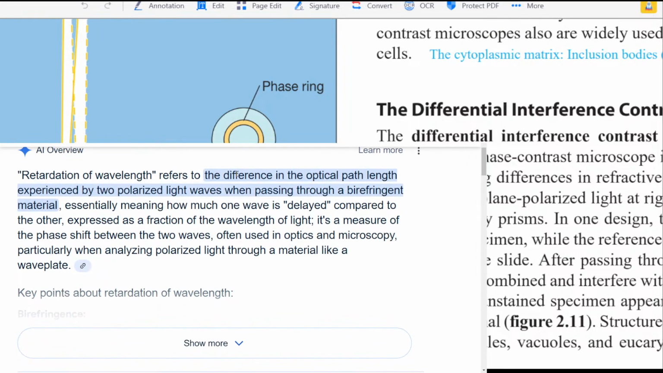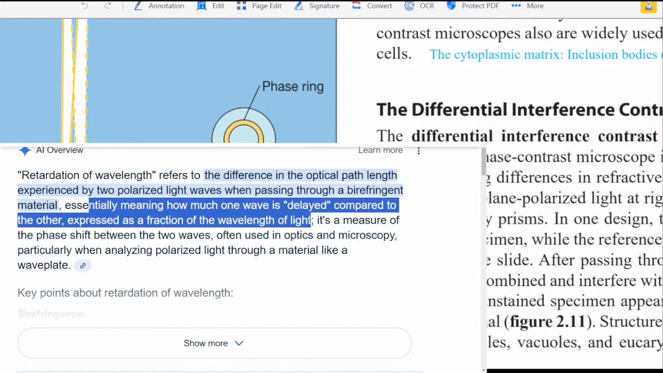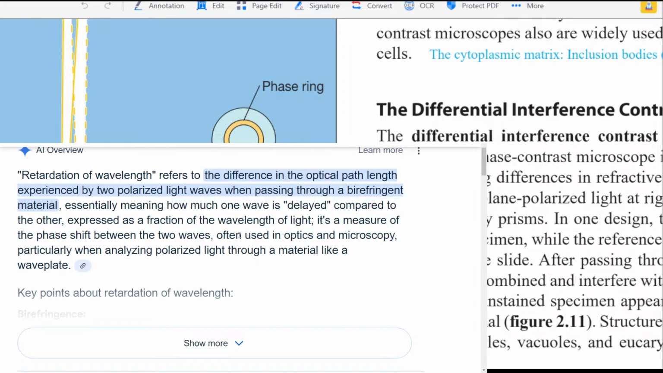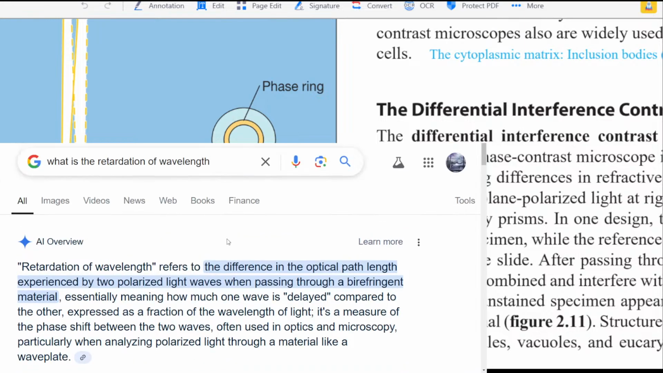The difference in the optical path length experienced by two polarized light waves when passing through a birefringent material. How much one wave is delayed compared to the other, expressed as a fraction of wavelength. Oh, I see. Oh, guys, I get it. Those people who excel in physics, I think they wouldn't have taken that much time like me. Alright, let me show you what they mean, right? I completely get it now. Let me show you.